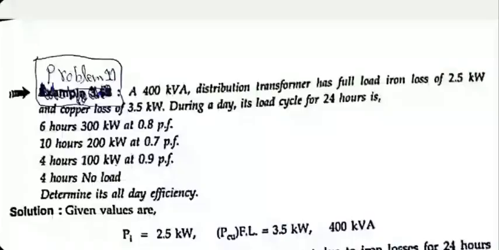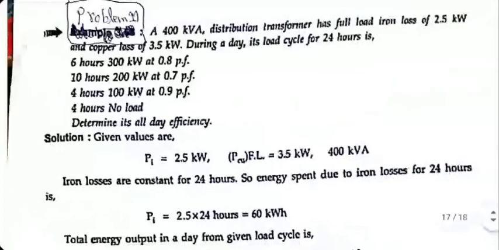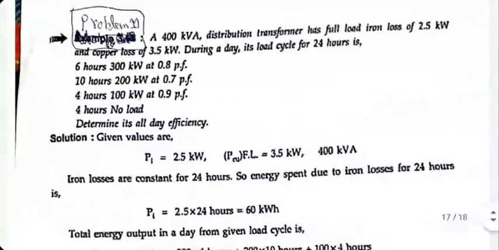This is what he has done here. It's not my document. I've taken it from somewhere. P_I, I call it P iron. He's calling it P_I, which is fine. It's 2.5 kilowatt. P copper at full load is 3.5 kilowatt. The kVA rating is 400 kVA, of course. Iron losses are constant for 24 hours.